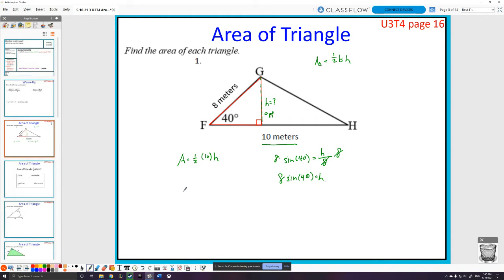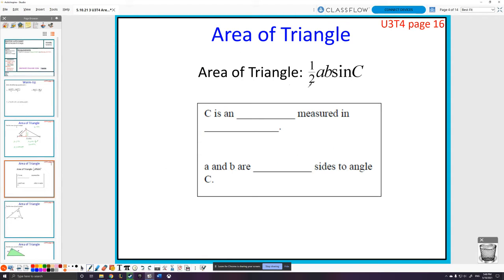But now I do have a value for what h is going to be. So the area, now that I have a value for my height, is 1/2 base, which is 10, times the height, which I have just solved for, is 8 sine of 40 degrees. And we can generalize this, because you can do this for any triangle where you have two sides of the triangle and the angle in between. So that's really where this formula is coming from.